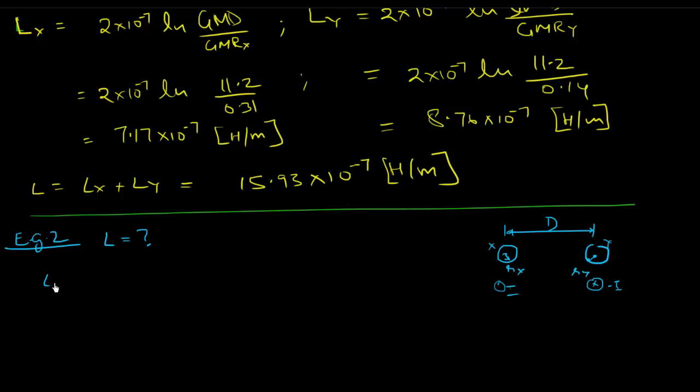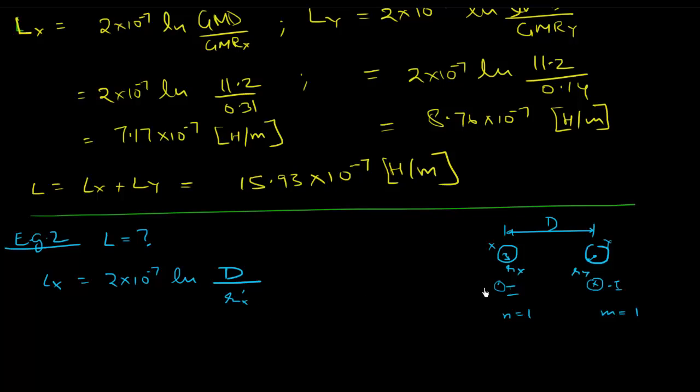Now in this case, what's your N? N is nothing but 1, M is nothing but 1. What's the GMD? The GMD is nothing but the distance between the two conductors. So we can say Lx is nothing but 2 into 10 to the power minus 7 ln of, your GMD can be replaced by this value D. And what's GMR? There are no strands in here, remember. So GMR is just the radius here. So then that becomes Rx prime. Not just the radius, but to account for the internal flux, remember we did Rx prime.